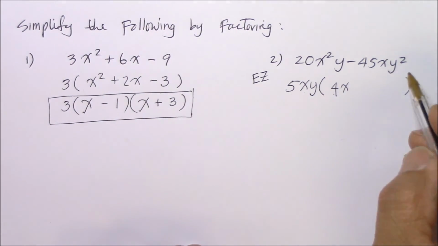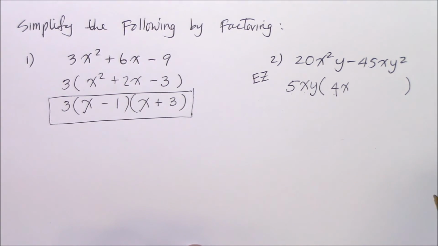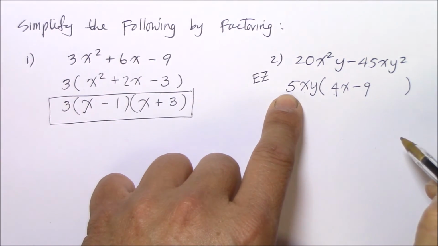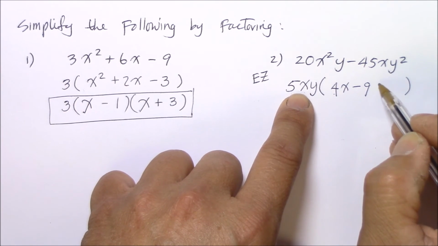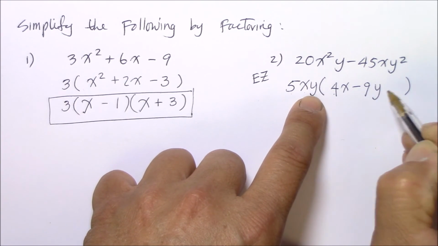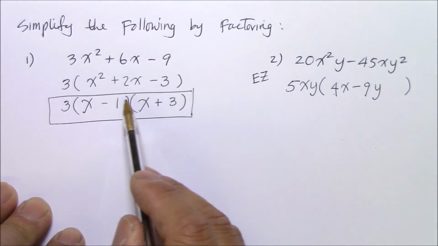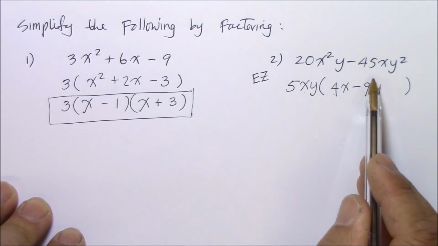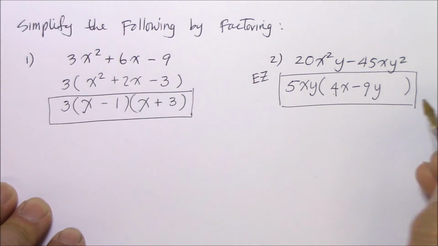Then 5xy times what can possibly give you negative 45xy squared? Well, you know it's going to be 5 times 9 is 45. And x times, well, you don't want to multiply anything to an x besides a 1. So y times y is y squared. And that's it. Unlike last time where we had a trinomial where we could still do AC factor, here we have a binomial with nothing in common, so that's where you stop. This is the completed factored form of this polynomial with two terms.